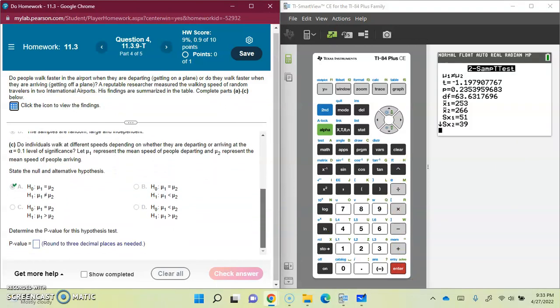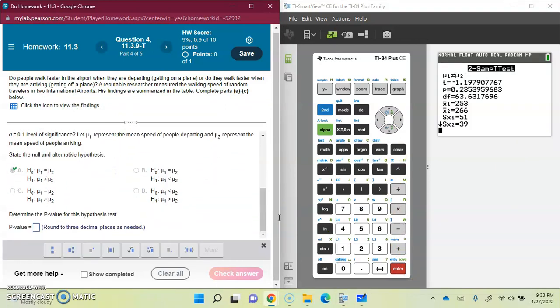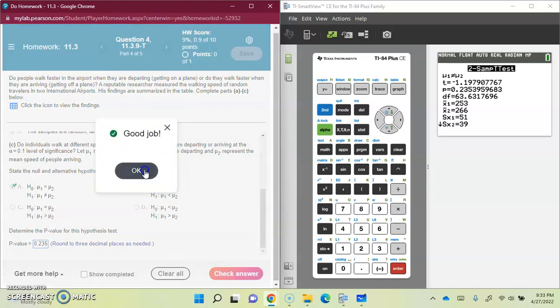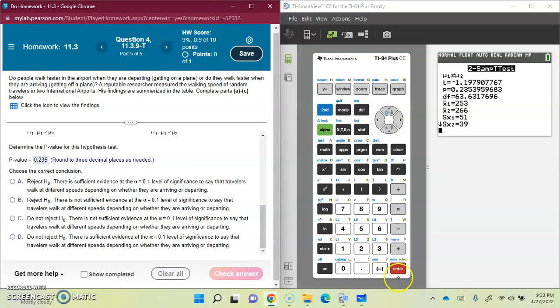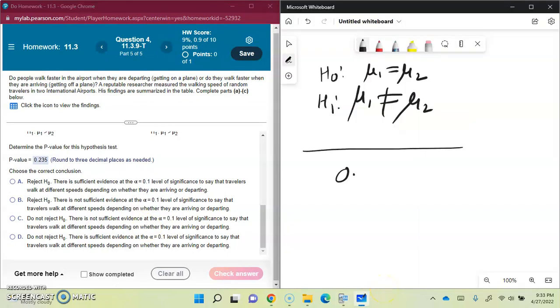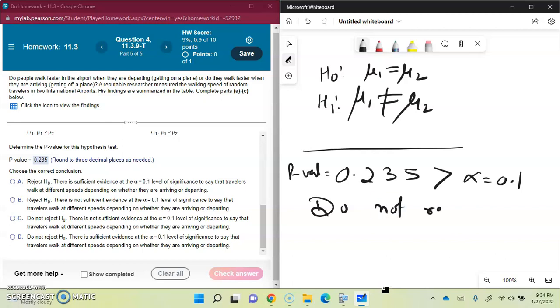So they are asking for the p-value in this question. The p-value is 0.235. They are asking for 3 decimal places. Okay, so the p-value is quite large, and the level of significance is 0.1. So the p-value is more than alpha, right? That means do not reject H naught. That means we are rejecting H1.